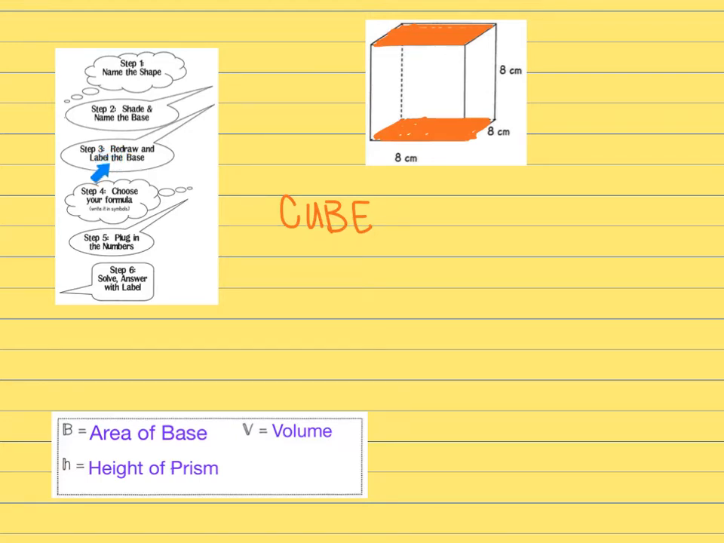We need to use the numbers from the base. So when I look at this, the numbers that are connected to the shape I just colored are 8 and 8. Those go with my base. So now the formula that we need to use, volume equals capital B times H. And remember, area of the base is what capital B means. So the base is a square. And the way you find area of a square is just base times height.